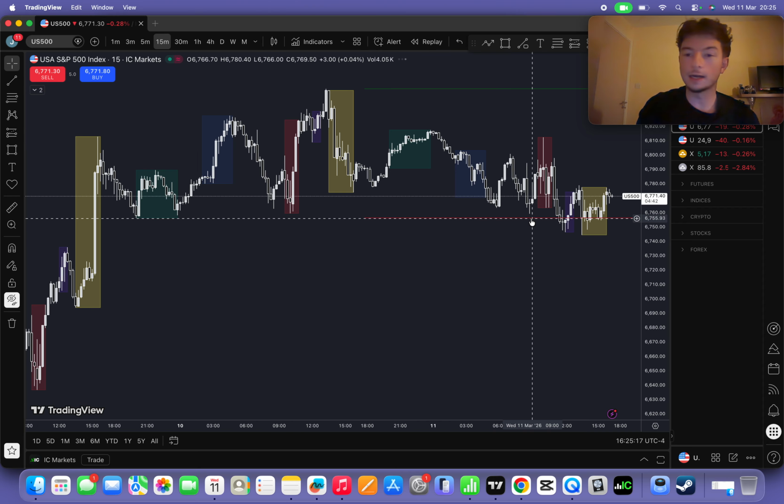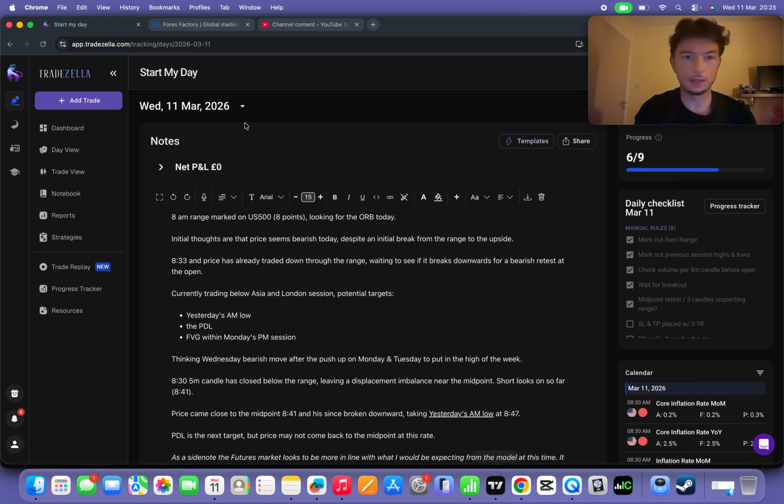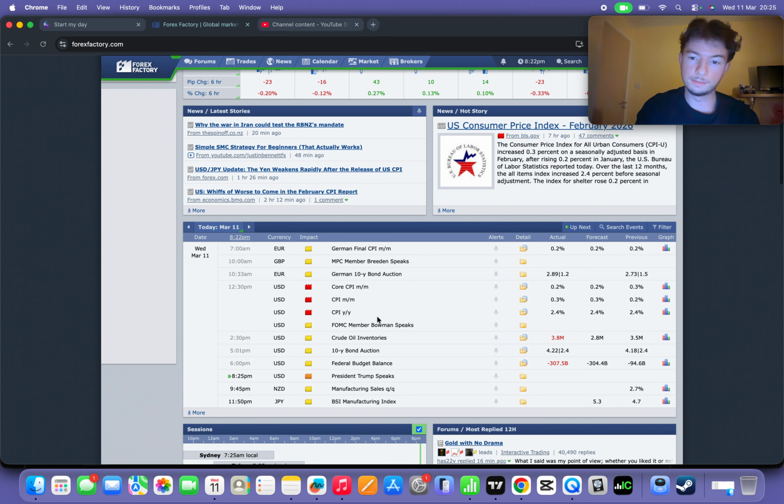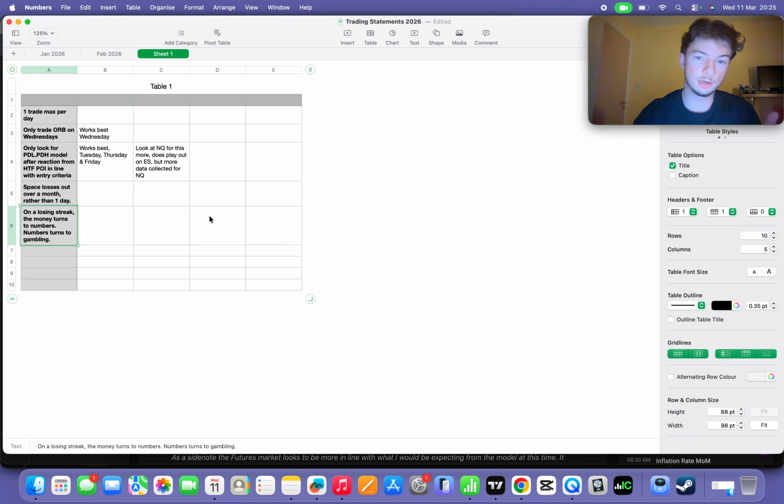And we also had CPI today, which came in, I think, the same as last week, or the last news release. Yeah, so no changes there. To start off, firstly, it's Wednesday, so I marked out the 8 o'clock 15 minute candle in the range, just because on Wednesdays I'm trading the break and retest as per my new rules here.